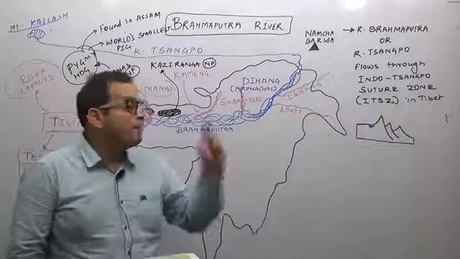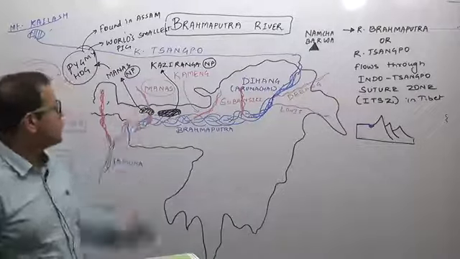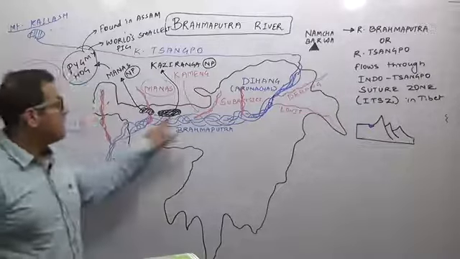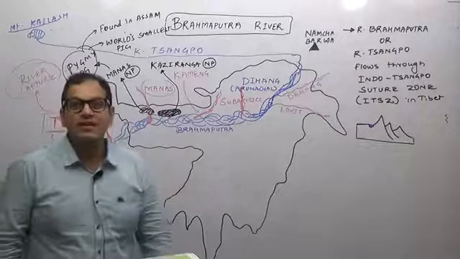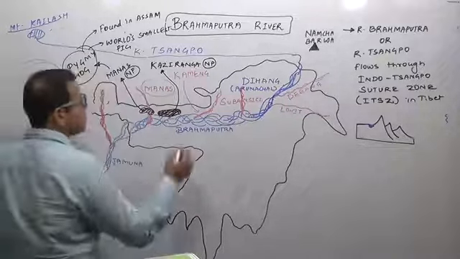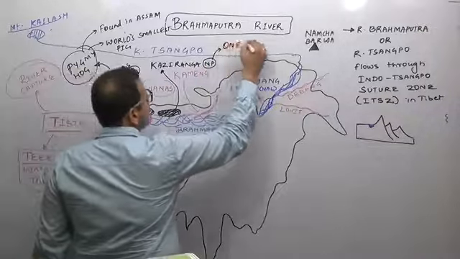Second question: which river flows through the Manas National Park? The river which flows through the Manas National Park is the Manas river itself. Then the next national park is the Kaziranga National Park. Why is this Kaziranga National Park famous? The Kaziranga National Park is famous for the one-horned rhino.